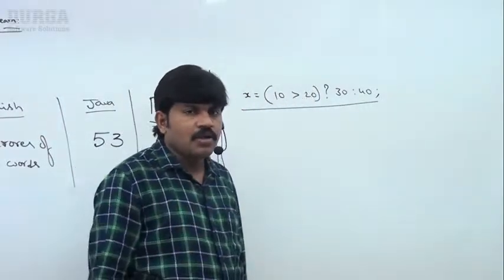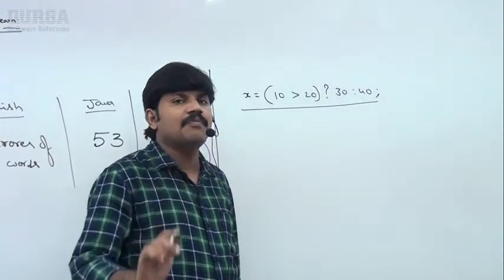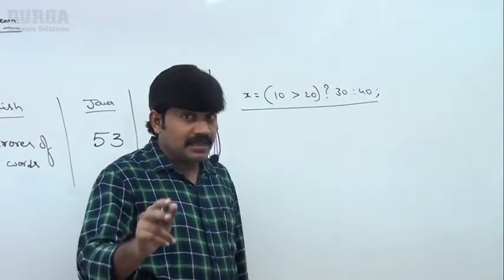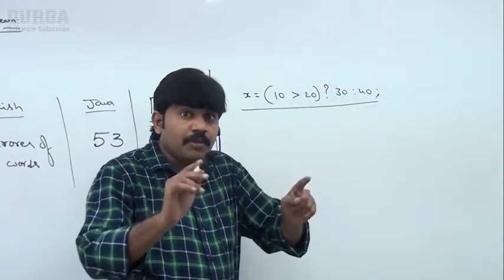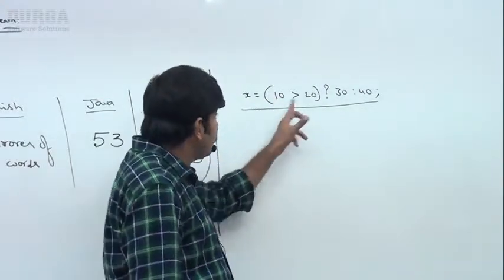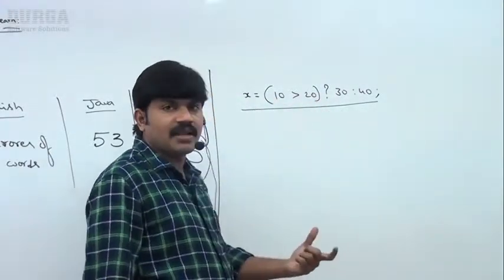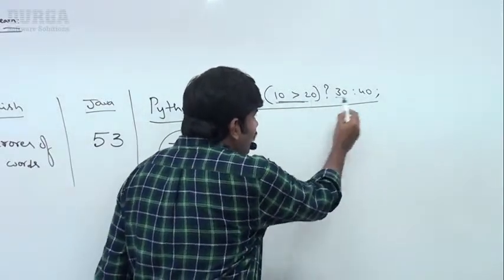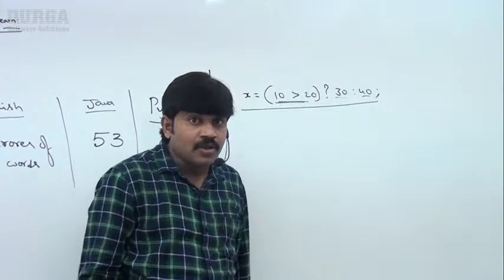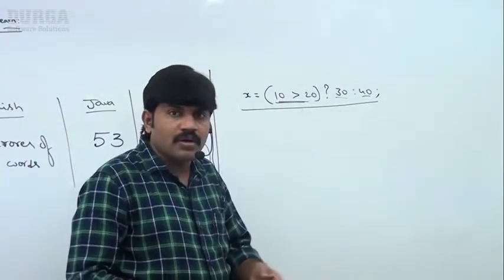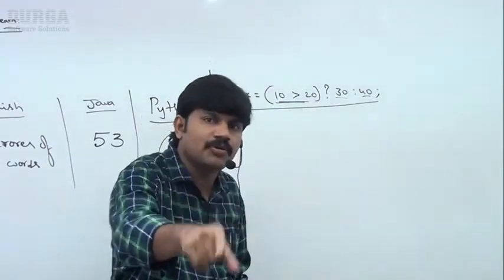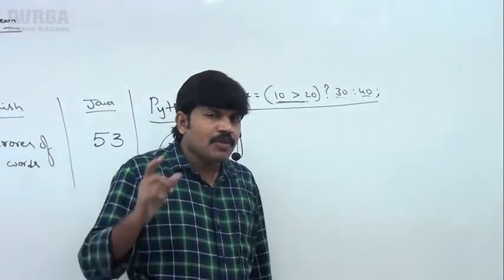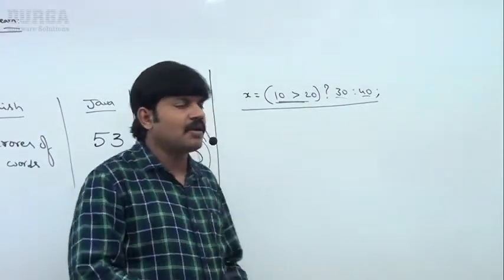If I ask 100 people, 99% are going to fail. They don't know the meaning of the syntax unless they know Java. People who know Java can tell: this is the ternary operator, this is the condition. If it is true, 30 is the value; if it is false, then 40 is the value. If I show this code, only a Java expert can understand this line. Correct, right? But how can I write the same thing in Python?